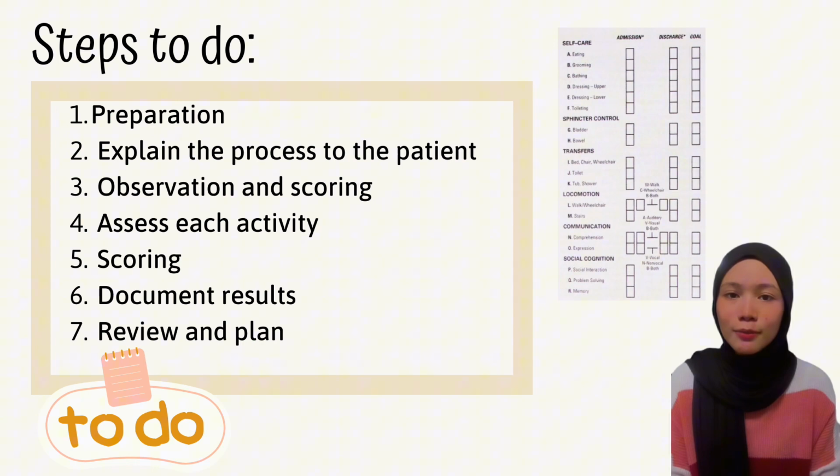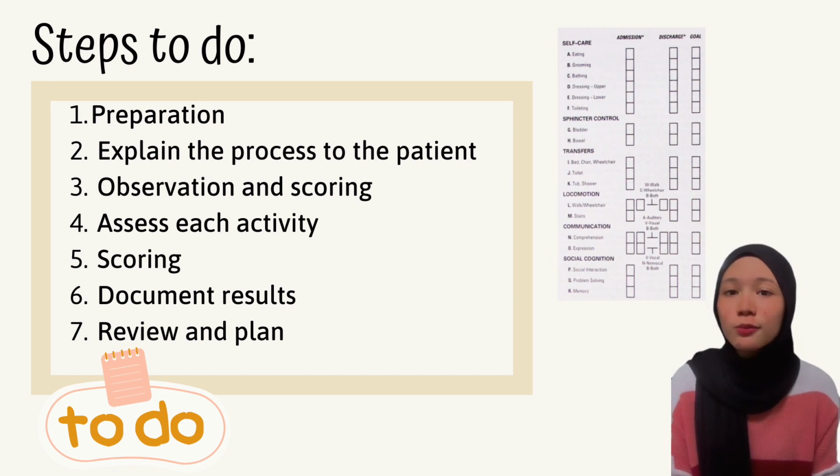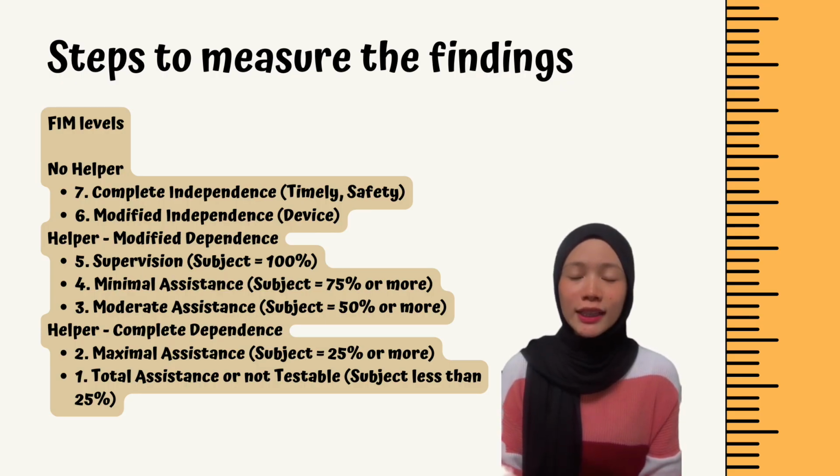Here are the steps to perform the Functional Independence Measure. First, preparation. Second, explain the process to the patient. Third, observation and scoring. Fourth, assess each activity. Fifth, scoring. Sixth, document results. Seventh, review and plan.